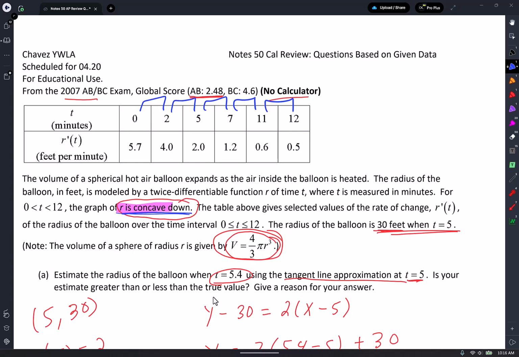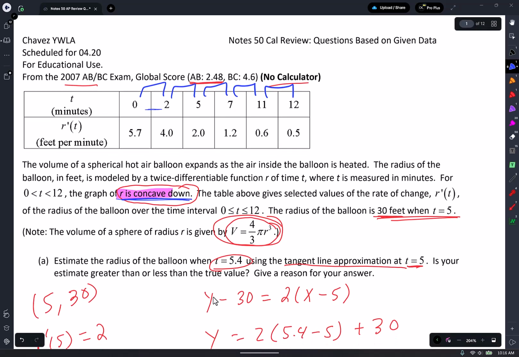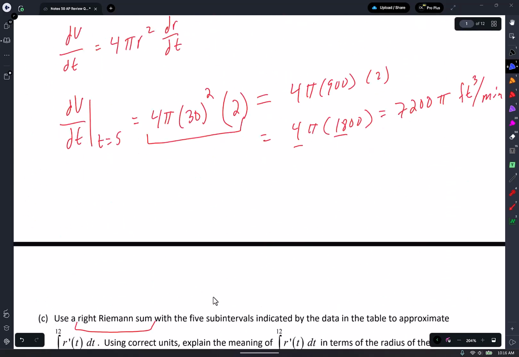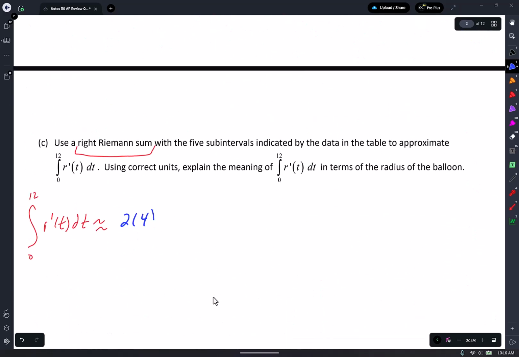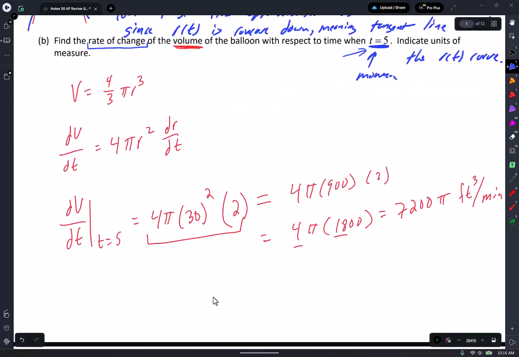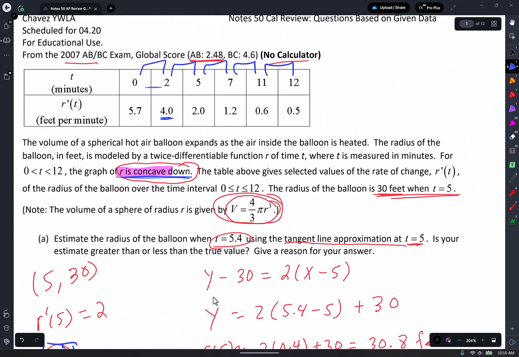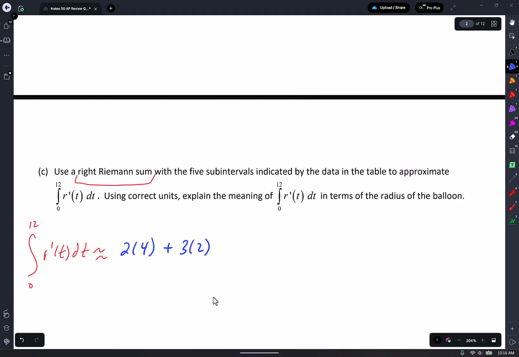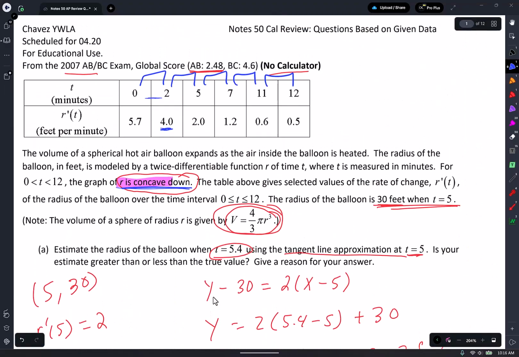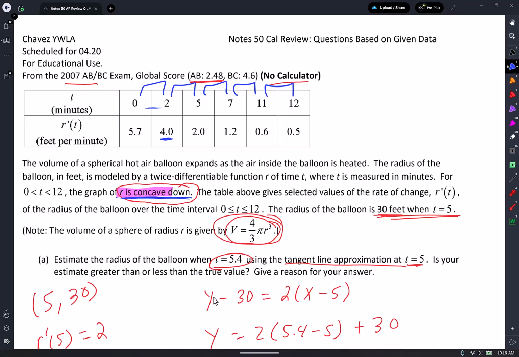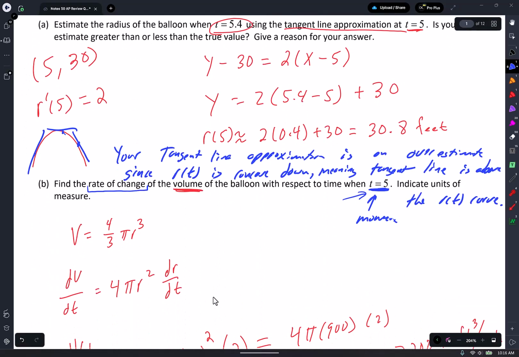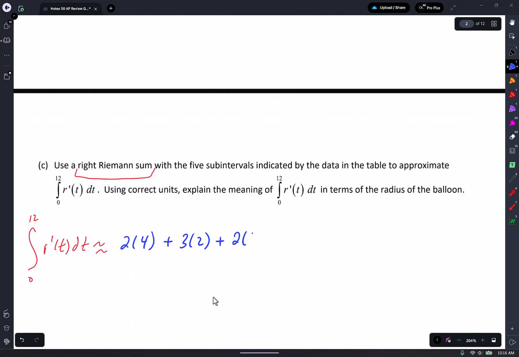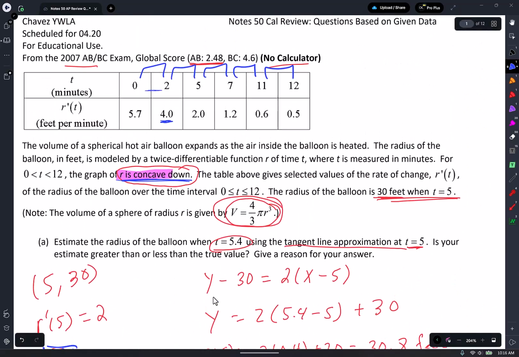Width times height. What's the width of my first rectangle here? 2. And what height am I using? So I'm going to go 2 times 4. I'm just doing width times height plus. And then the width of my next rectangle? 3. 3 times 2. So I'm going to go 3 times 2. That's the height again. Plus. And then the width of my next rectangle, 5 to 7, that's going to be 2 times what? 1.2.